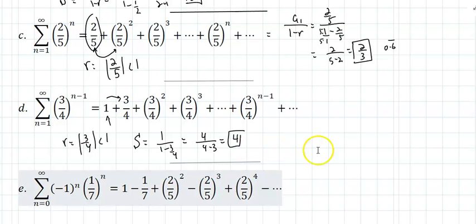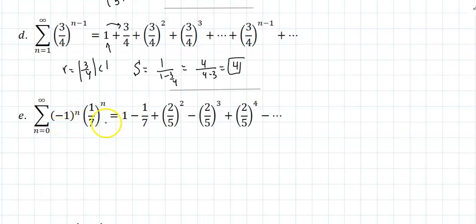We have alternating series that multiply by a negative. Oh, I messed up on that one. Let me fix it. Sorry about that. So what do you multiply 1 with to get negative 1 over 7? We say R is negative 1 over 7.